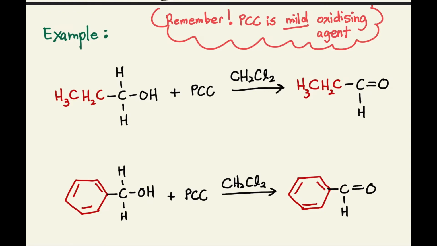Take a look at this example. This is a primary alcohol. React it with PCC in CH2Cl2, we will produce an aldehyde. Similar to this, which is a primary alcohol, react it with PCC in CH2Cl2, we will produce an aldehyde.